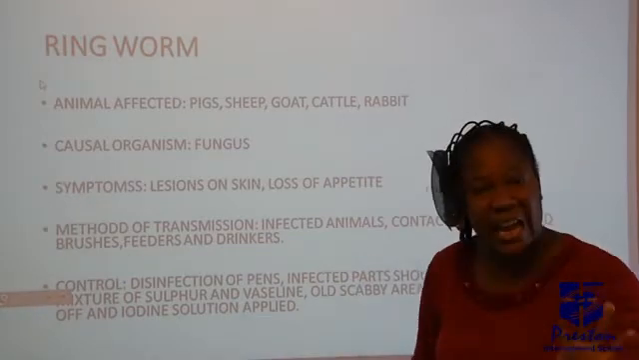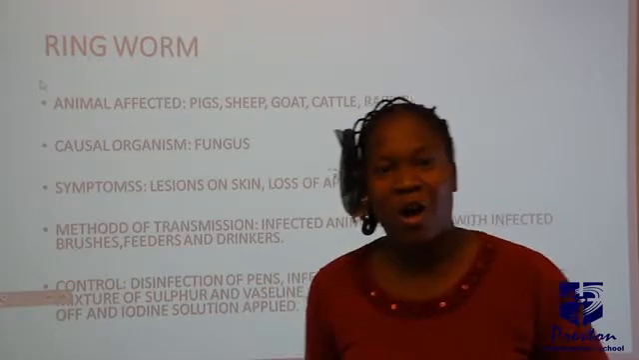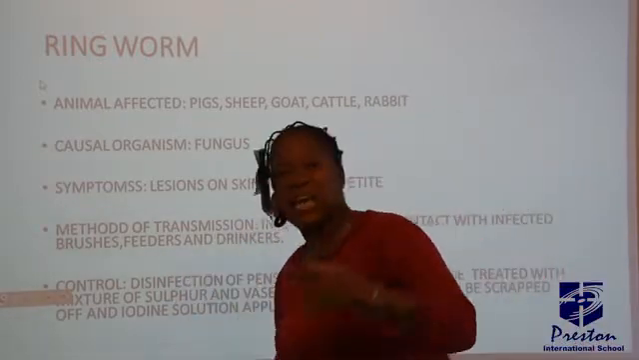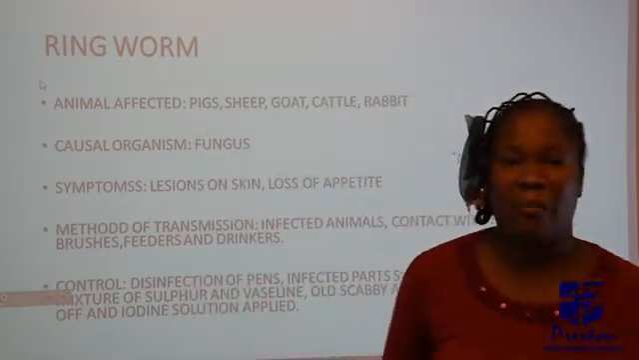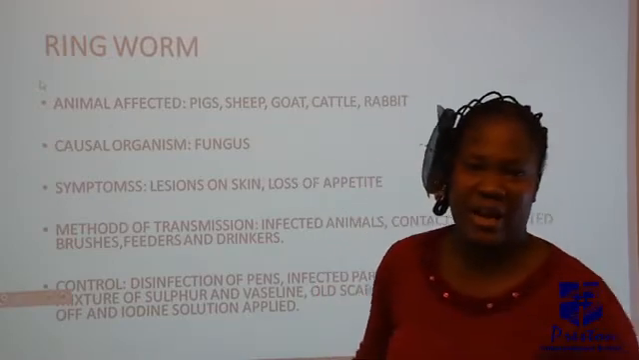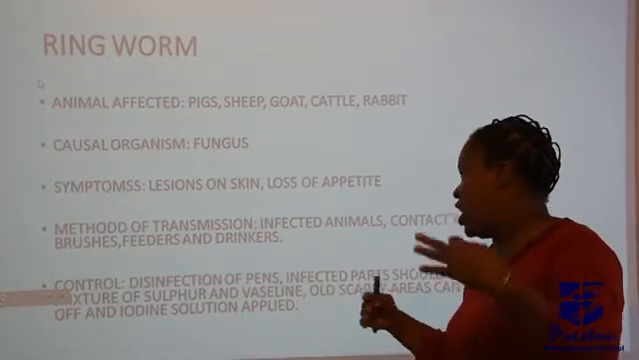Through body contact with an infected animal, okay? Now, contact with infected brushes, feeders, and drinkers. Because of the irritation, the animal will begin to scratch its body on the feeders and the drinkers. And then when any other animal should come in contact with it, it's going to be infected.